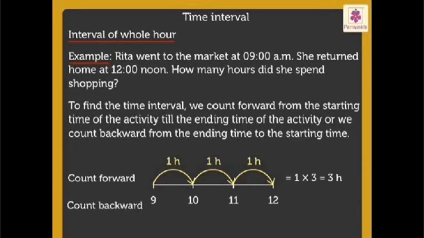Now, let us count backward at the interval of 1 hour, that is from the ending time 12 noon to the starting time 9 a.m. So on counting backward 1 hour from 12 noon, we reach 11 a.m. Then 11 a.m. to 10 a.m. Lastly, 10 a.m. to 9 a.m. Here too we skip counted thrice at an interval of an hour and got an answer 1 times 3 equals 3.